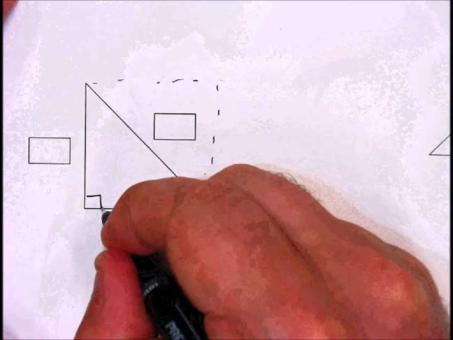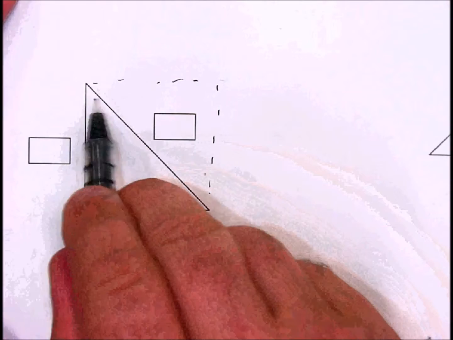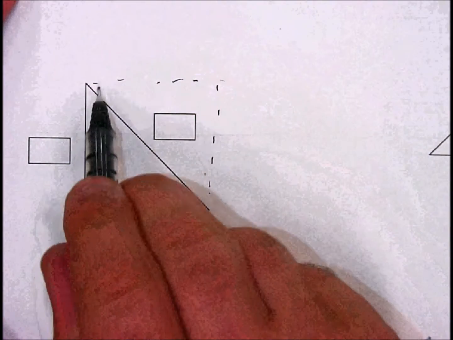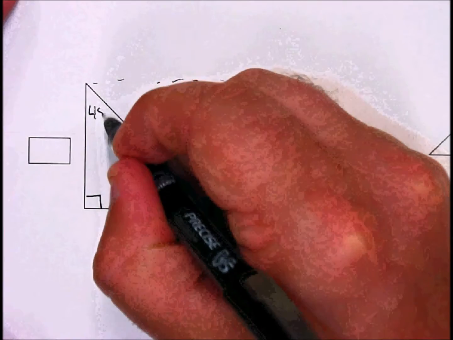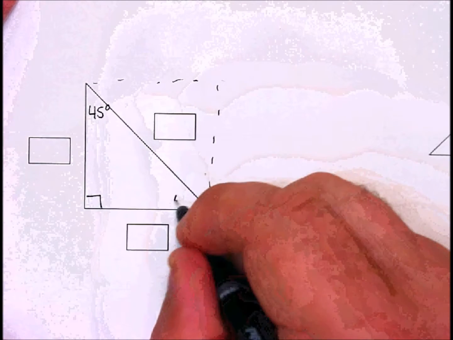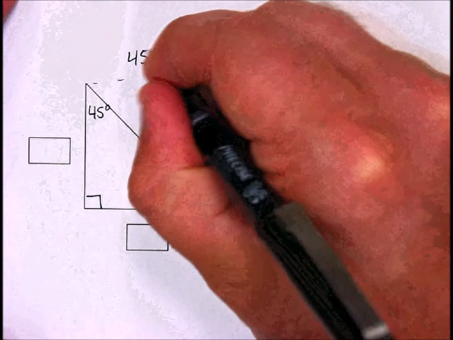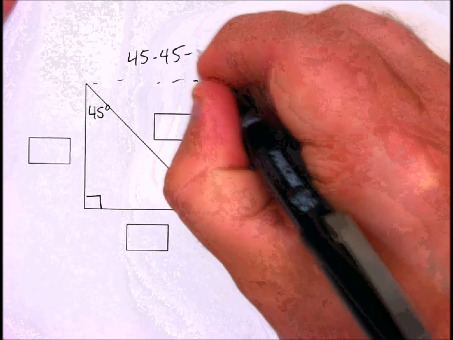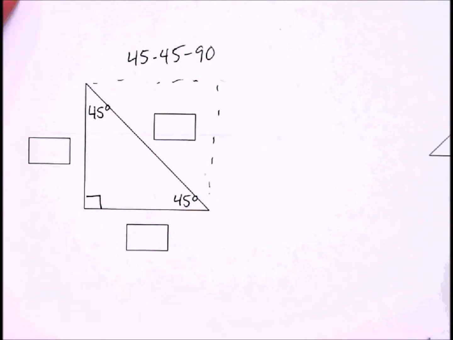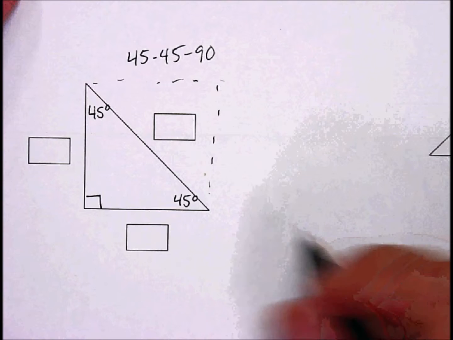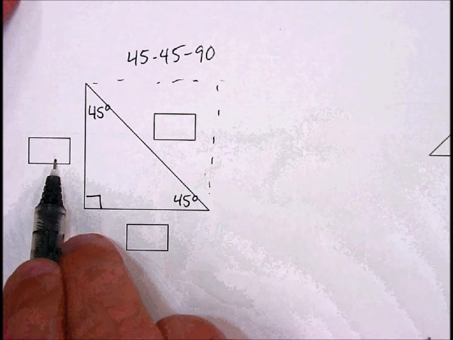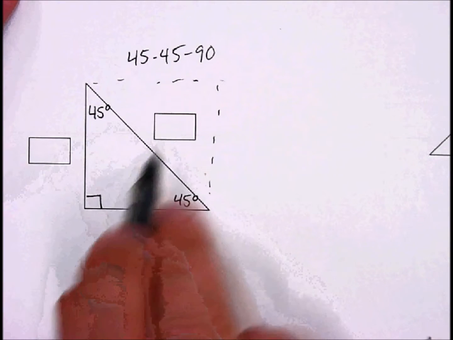So this is 90 degrees. This was a square, so that was 90 degrees. I only need half of that, which is 45 degrees. Same thing down here, 45 degrees. And so this is called a 45, 45, 90 special right triangle. And if I said I have a side length of 3 or 4 or whatever number, I can find this real easy.